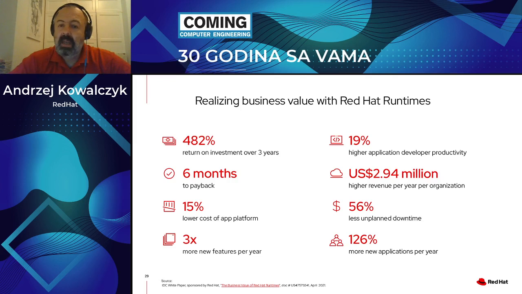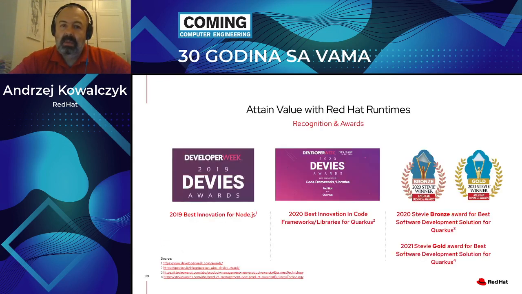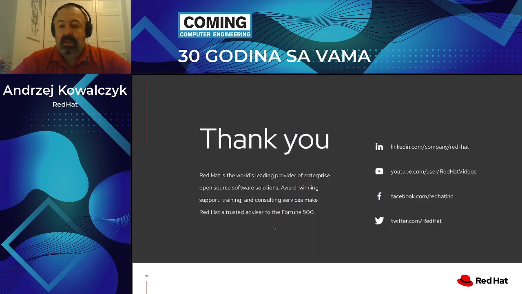And some numbers. Using the supported version and proper runtimes, you could reduce unplanned downtime. This is our statistics. You see the business value of Red Hat Runtimes: three times more new features per year, so our customers are delivering new features, and application productivity. This is very important for our customers. Some recognitions and awards: gold for Quarkus. Quarkus is right now quite a popular framework and runtime for microservices and cloud native applications, but also best innovation for Node.js. So this is all from my side.